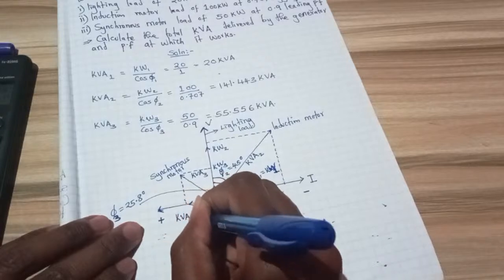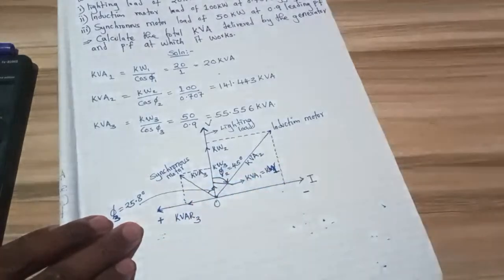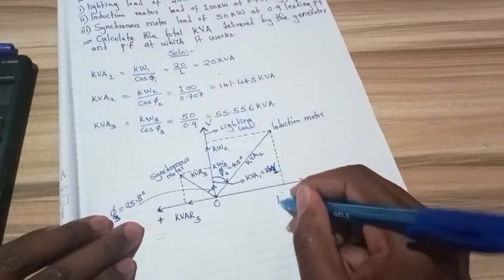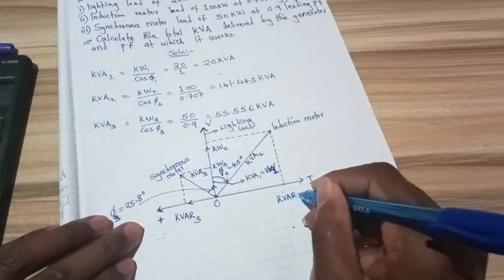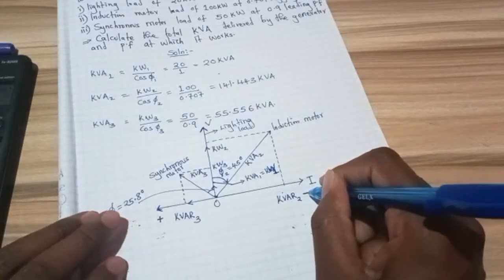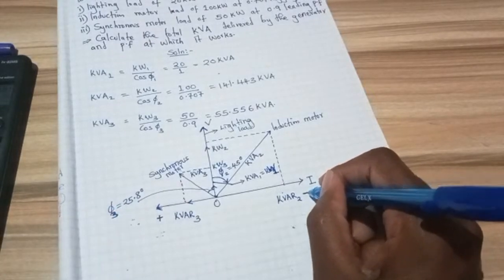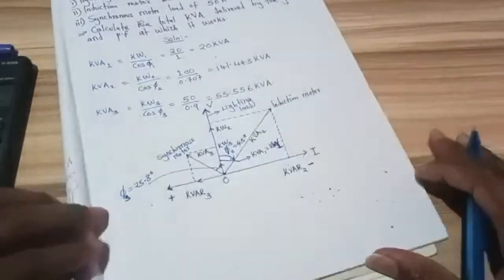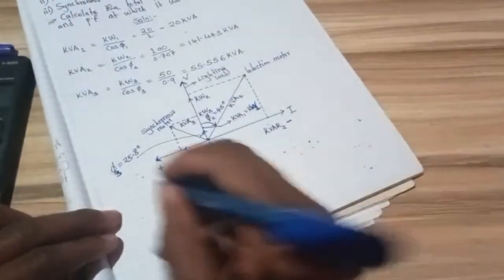kVAR 3 and we have kVAR 2. So remember, this is a negative sign signifying a leading power factor. So from there, we need to calculate the following elements.